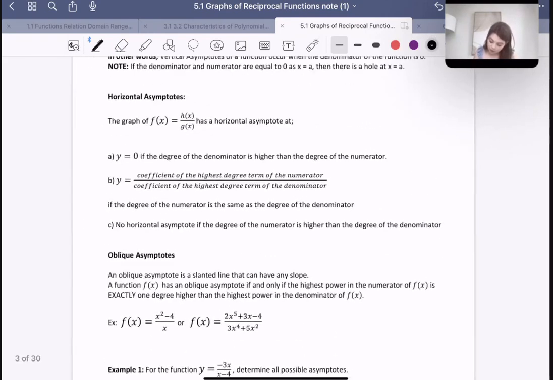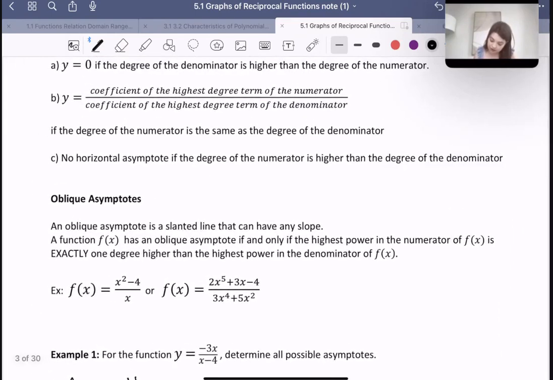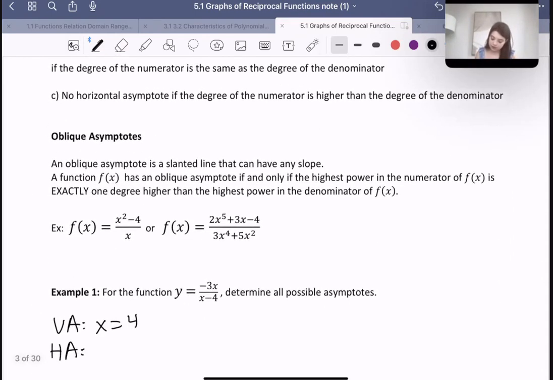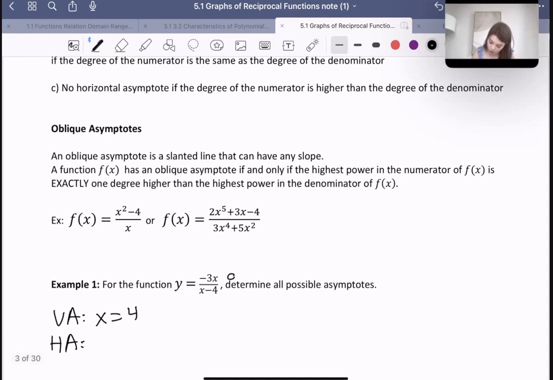Well, horizontal asymptotes depend on the degree of the numerator and the degree of the denominator. So in this case, the degree of the numerator is 1, and the degree of the denominator is also 1, right? These both represent a line. So what do we do when the degree of the numerator and degree of the denominator are the same?